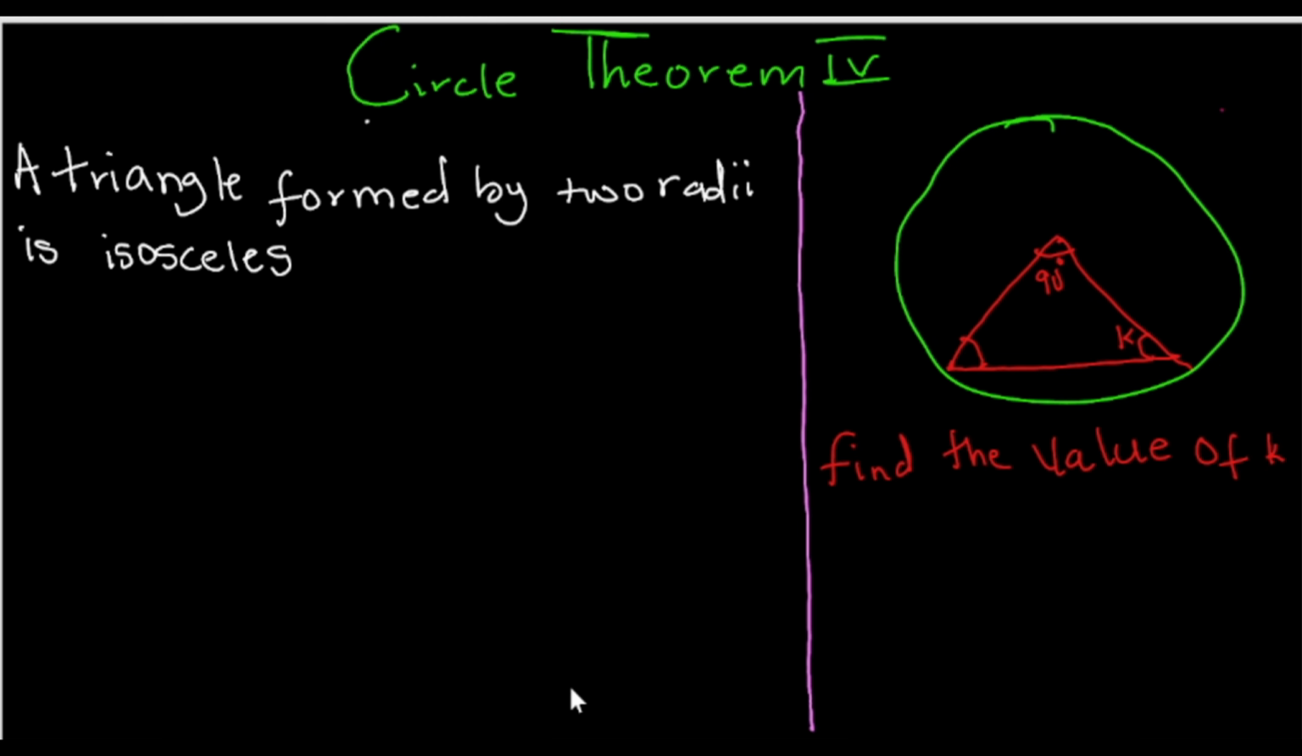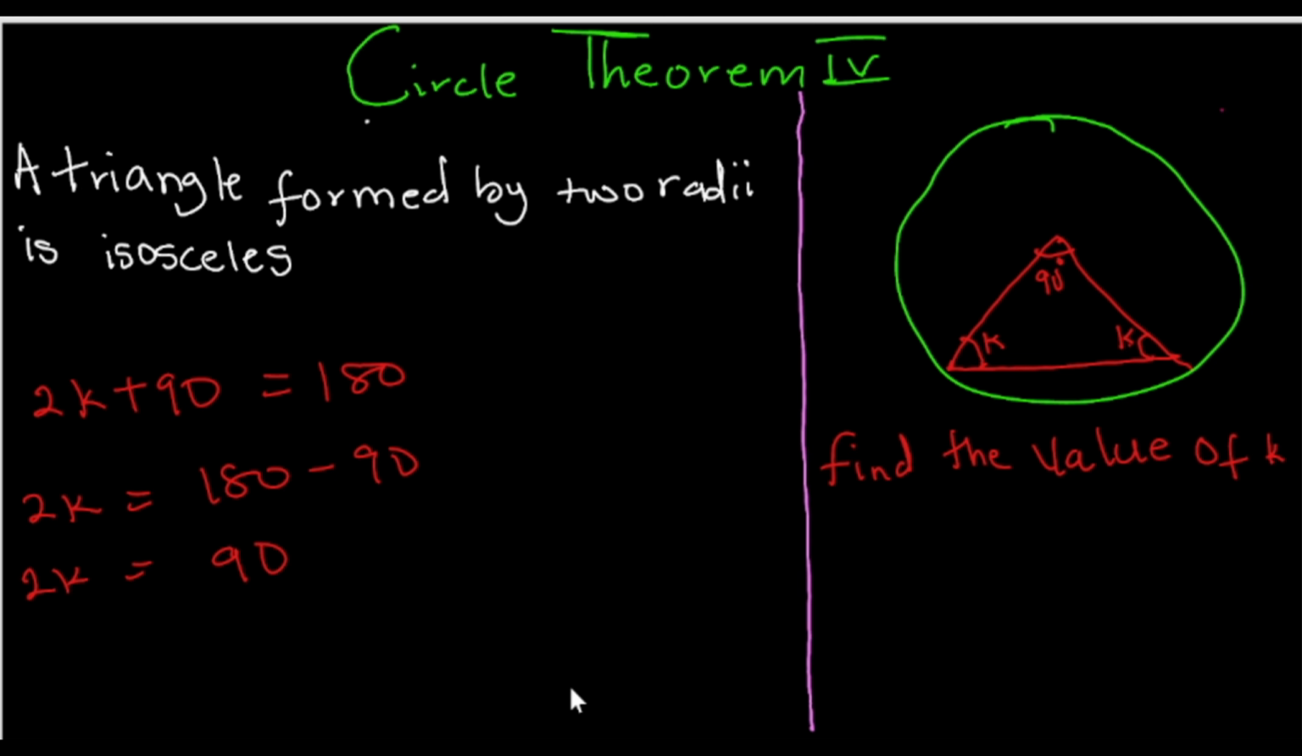So we have 90, we have k, and we have to find the value of k. So how do we do it? Remember, this is an isosceles triangle because it is formed by two radii, okay? So since this is an isosceles triangle, that means if this angle is k, then here is k as well. So we have k plus k, which is 2k, plus 90 degrees, and this is a triangle. Angles in a triangle equal 180 degrees. So 2k equals 180 take away 90, and 2k equals 90 degrees. So k now will equal 90 divided by 2, which would give us 45 degrees. So therefore, k equals 45 degrees, and that's it.